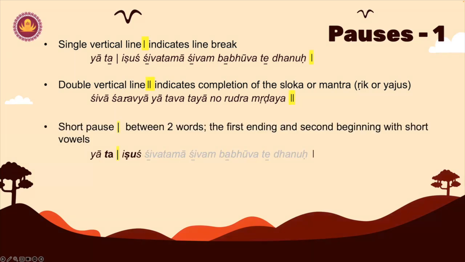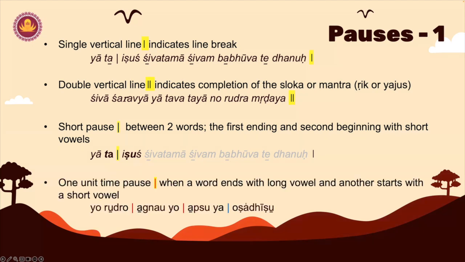A short pause occurs between two words when the first one ends with a short vowel and the second one begins with a short vowel. As you will see in this example below, yata ishu shivatama. So you have to take a small break and not chant continuously as yata ishu shivatama, yata ishu shivatama.